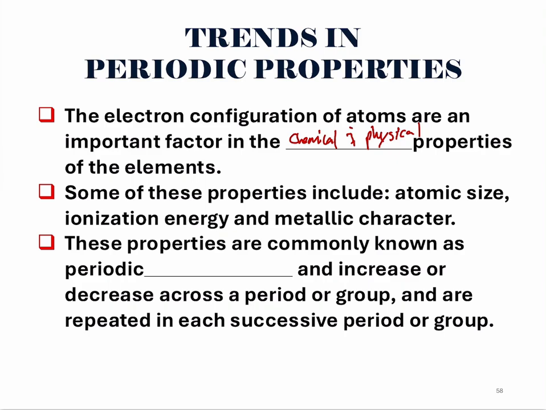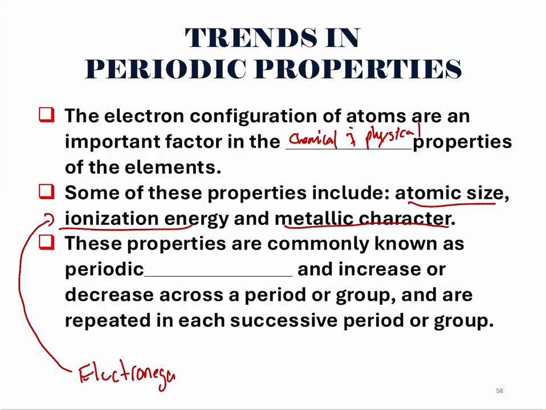So we said that the protons give the atom its identity. Electrons kind of give the atom its behavior, its personality. How does it interact with other atoms? That's what the electrons tell us. That's why it's important to understand how the electron configuration works. These things include atomic size, ionization energy, metallic character, and one we're going to add today, electronegativity. We won't talk a whole lot about it until we get to molecules. We'll talk in detail about what each of these represent.